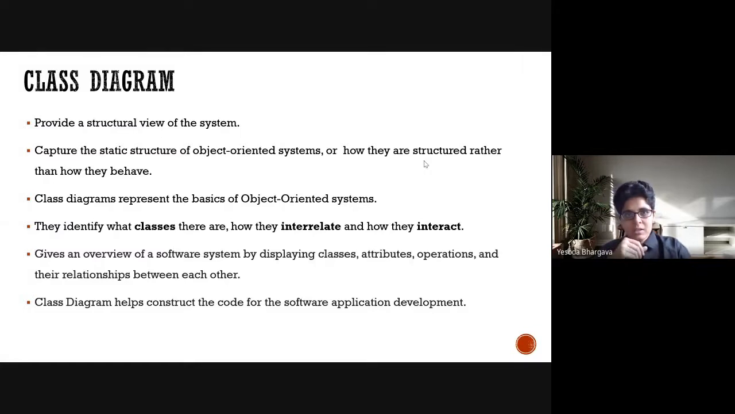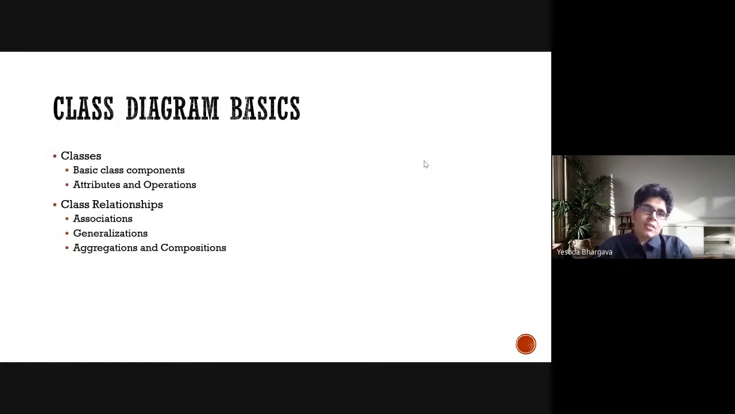It will not be flawless, because it's not possible to develop accurate code just from the class diagram as there are multiple parameters involved. But it is a very potent step towards implementation, because here you are talking not in terms of general language. Here you have started to talk about your product or project in technical or object oriented language. So there are certain basics of class diagrams.